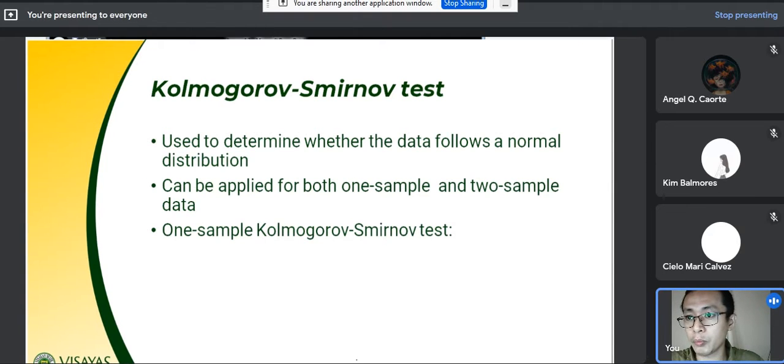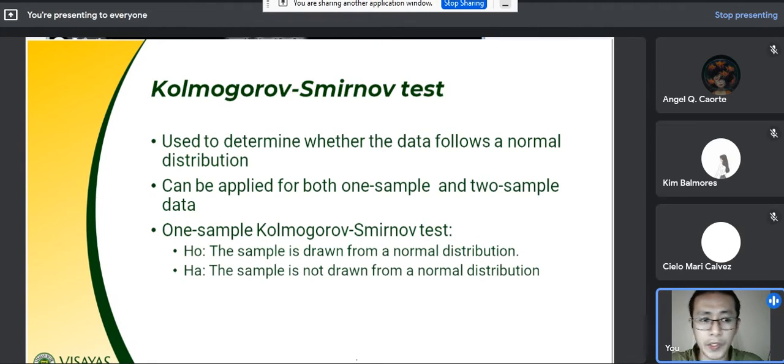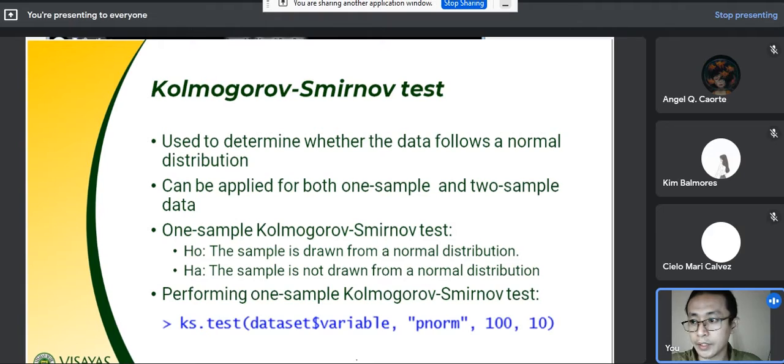And then for one Kolmogorov-Smirnov test, here's our pattern to state the null and alternative hypothesis. Very similar, class, to stating the null and alternative hypothesis for the Shapiro-Wilk test. So H0, again, the sample is drawn from a normal distribution. Then, of course, the HA is that the sample is not drawn from a normal distribution. And then for a two-sample Kolmogorov-Smirnov test, here's our pattern. Okay, one sample pa siya.